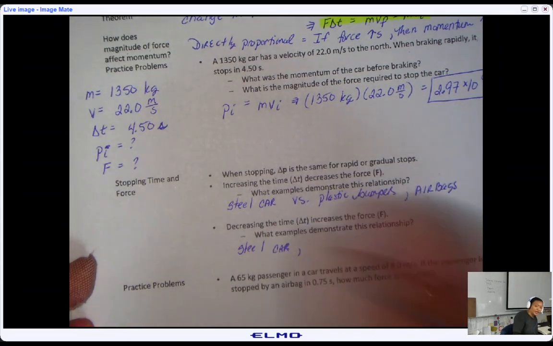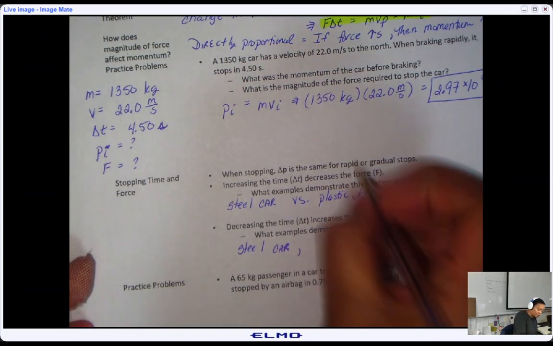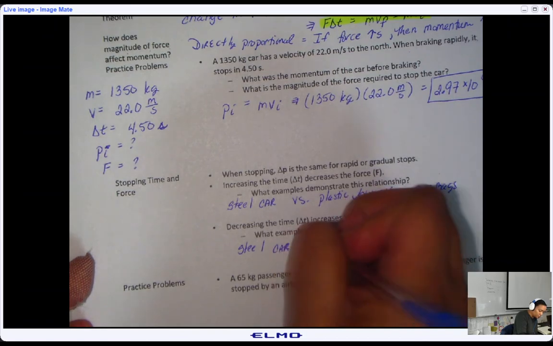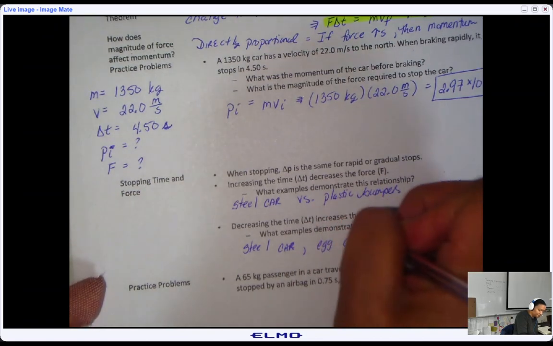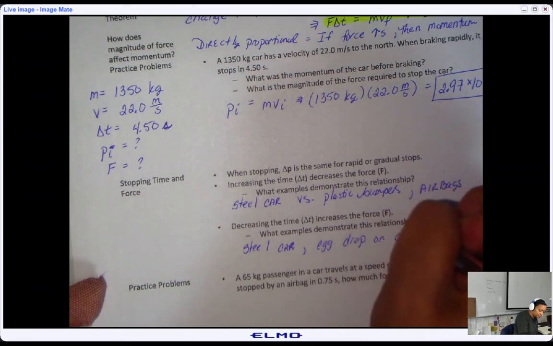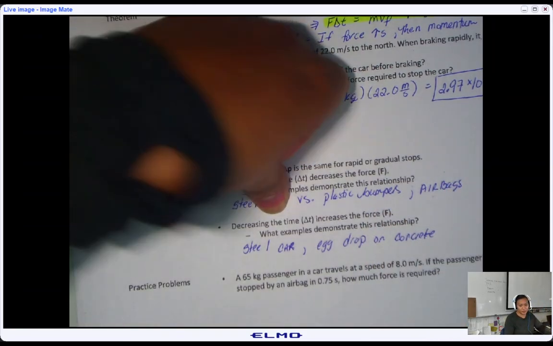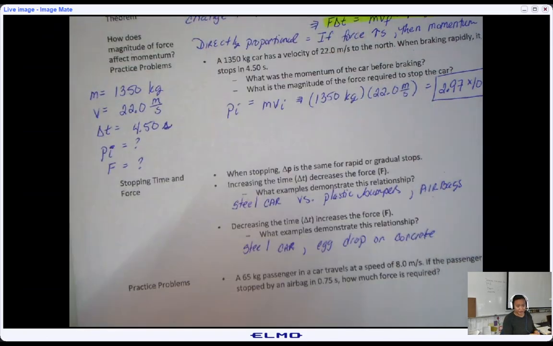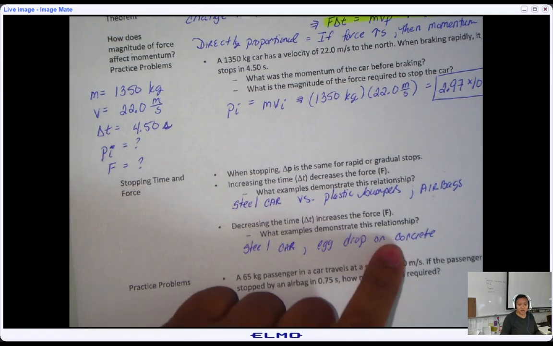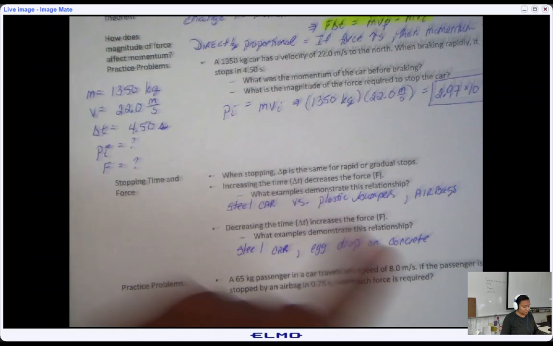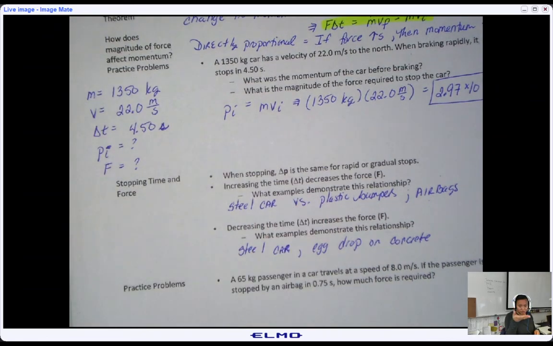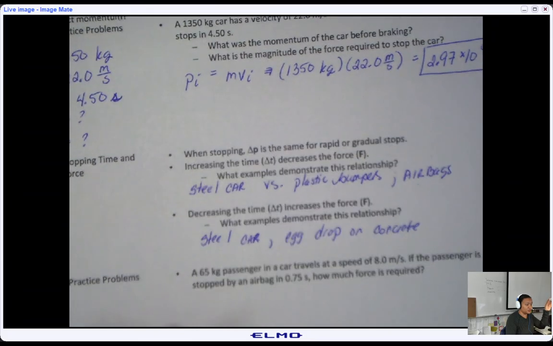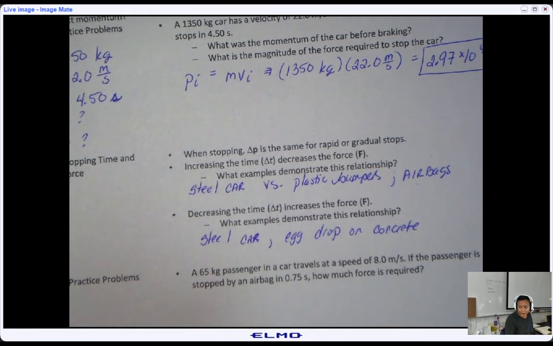Okay, another example would be an egg drop. If I dropped an egg on the floor or on concrete, versus up here, you can play egg drop onto a pillow. If you drop an egg onto a pillow, it's less likely to crack than if you drop it straight on concrete. Quick stop, versus drop it onto a pillow. It takes a little bit longer to stop, so that decreases the force on the egg. So those are some examples you can use. Other examples, if you can think of, go ahead and do that.